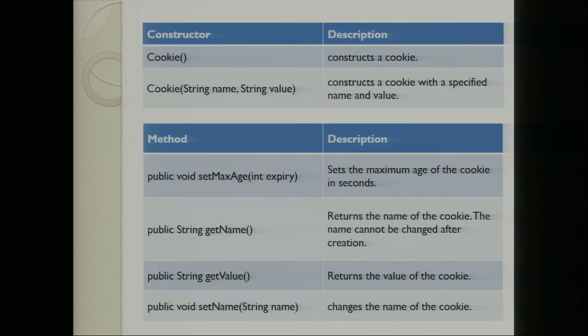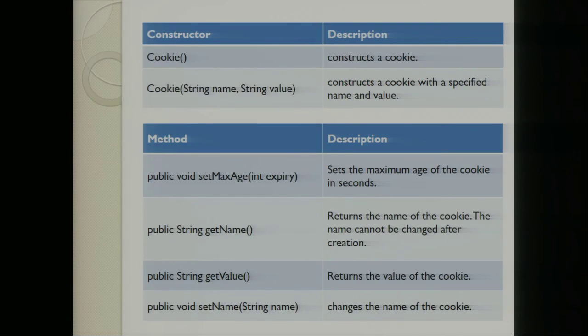Then there are different types of methods which will be listed for a particular cookie. That is setMaxAge, in the form of seconds. It sets the maximum age for the cookie in seconds. Suppose you want that cookie to be alive for 1 year; you have to mention that time, the maximum age for that cookie, along with how many seconds. So it will be alive for that much time.